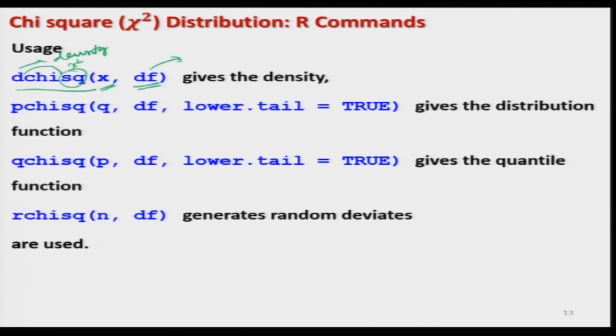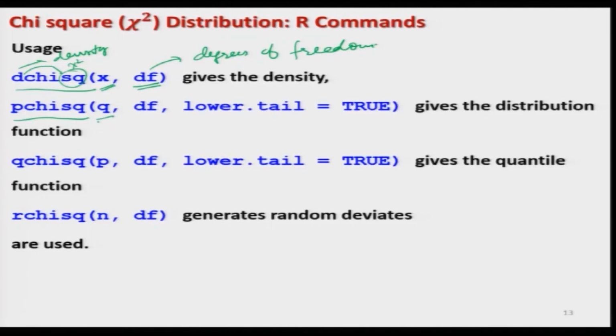So, df is going to indicate the degrees of freedom, and this degrees of freedom will be changing depending on the given conditions. And similarly, if you want to find out the CDF of this chi square distribution, then we have the command here pchisq as earlier.